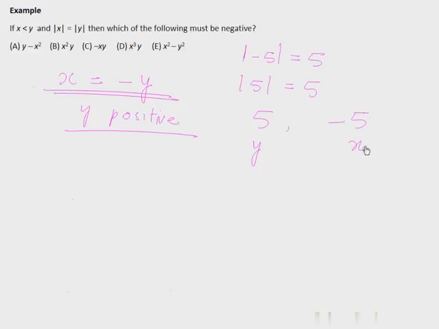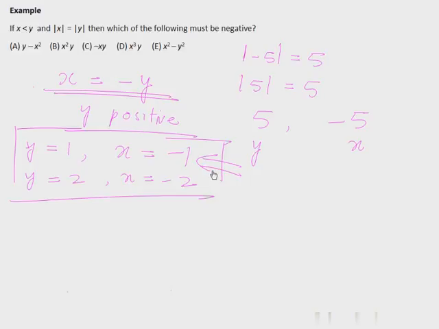Okay, so let's make our life easier. Let's just take y to be 1 and x to be minus 1. I'm going to take two choices. I'm going to take y equal to 2 and x equal to minus 2. I need at least two choices because there's some squaring happening. A, y minus x squared will turn out to be 0 if y and x are 1 and minus 1. That's our first example. So it's not negative.